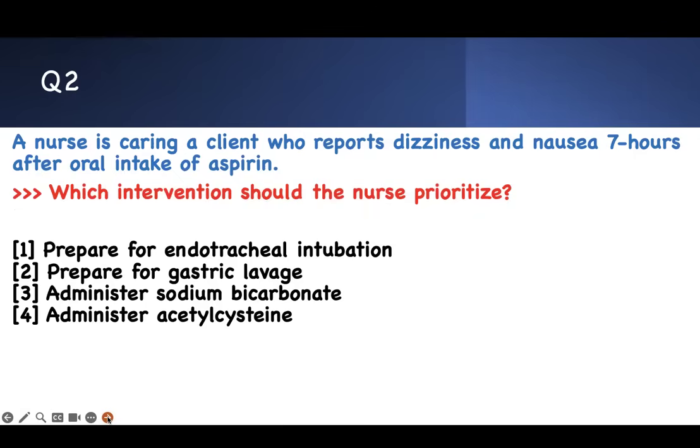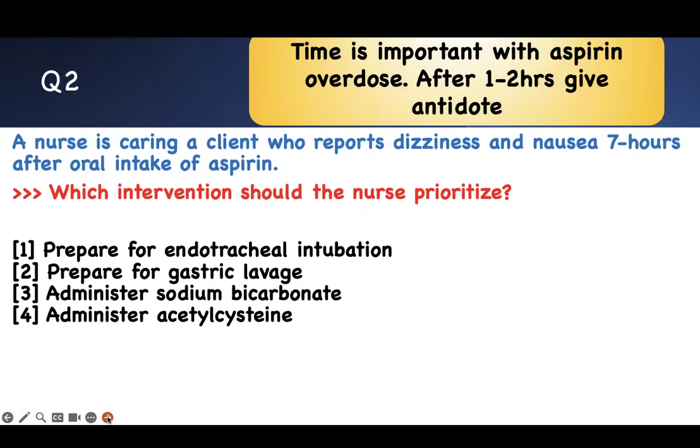And that is the content you should master. Time is important with aspirin overdose. After 1 to 2 hours, give antidote, no lavage. And therefore, 3 is the right answer.